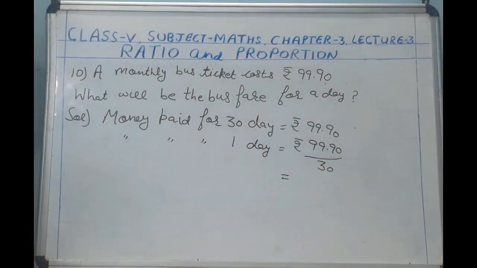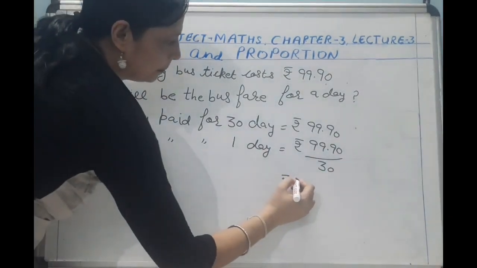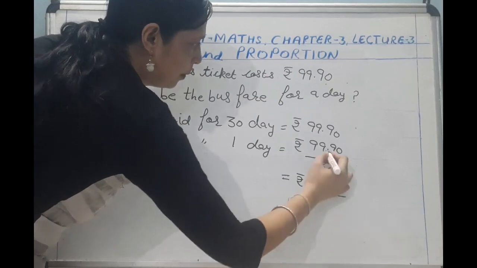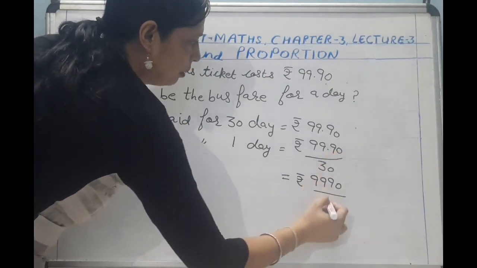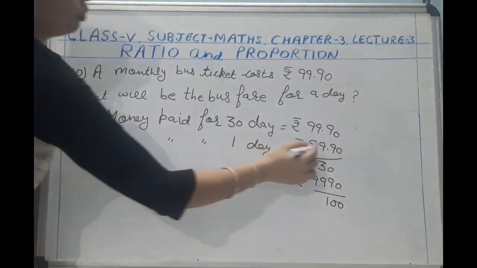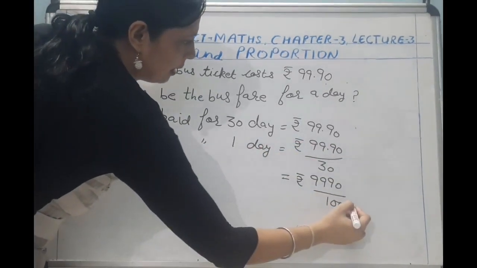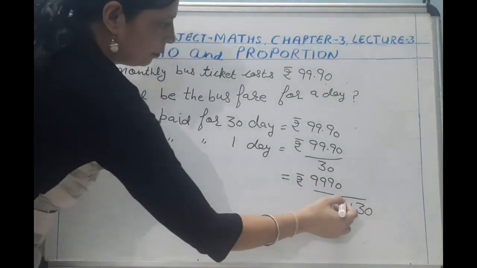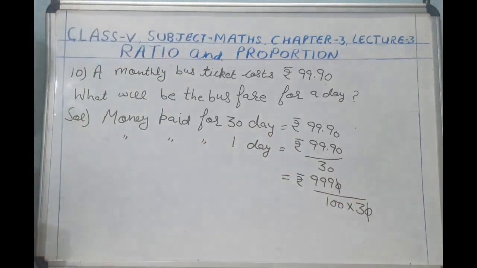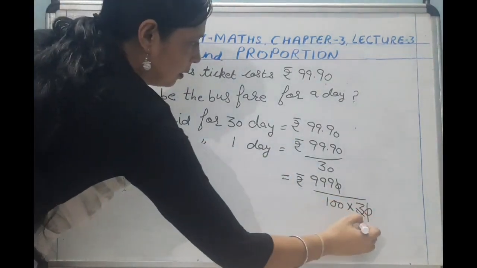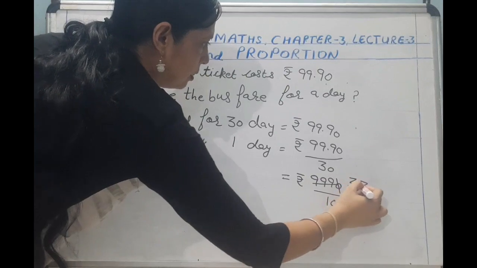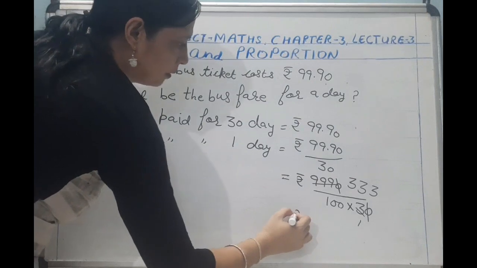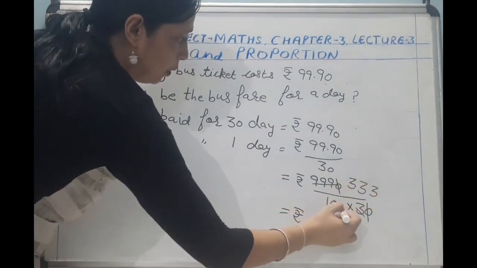Okay. Now remove the decimal. Rupees 9990 upon, decimal will be removed. So what will be there in denominator? 100. After decimal 2 places are there na? Multiply by 30. 30 is already there. Now cancel this 0. Right. Now 3 ones are 3. 3 threes are 9. 3 threes are 9. Now it is rupees 333 upon 100.